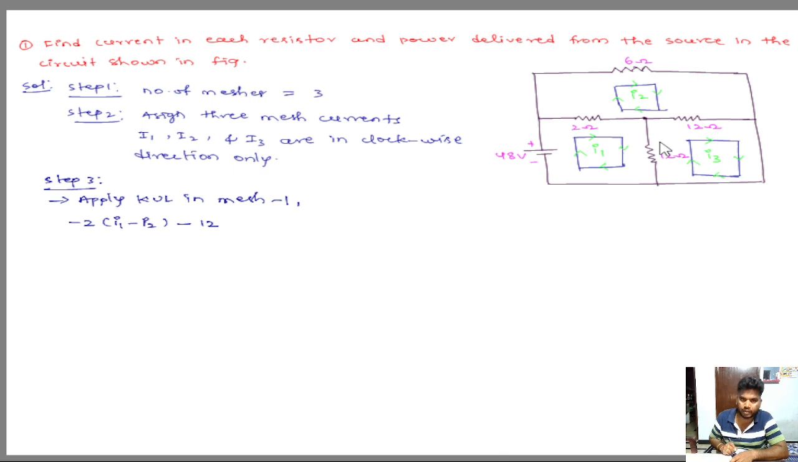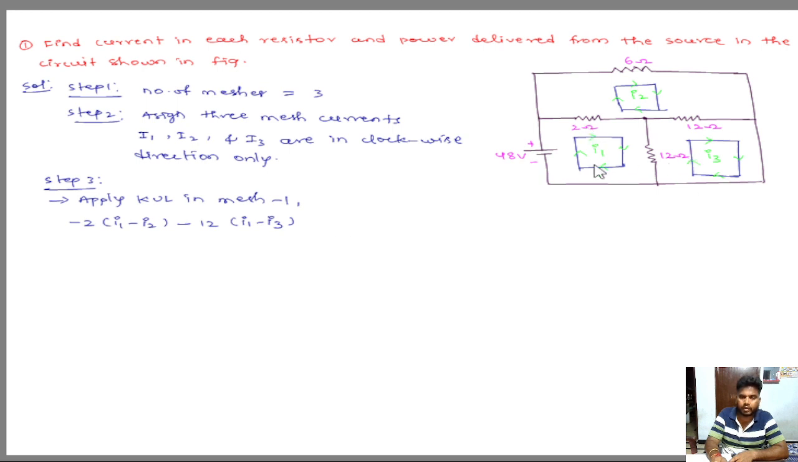Next, coming to this 12 ohm resistor, it is also a resistor. First write minus 12, then identify the currents flowing in this 12 ohm resistor: I1 and I3. I1 is clockwise and I3 is anti-clockwise, so it is I1 minus I3.